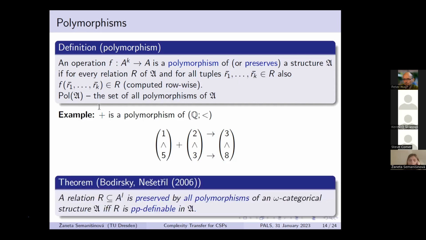An important reason why one should care about polymorphisms is that they are connected to pp-definability, and we already know that pp-definability is connected to the complexity of CSPs. Polymorphisms are even connected to pp-interpretability. To illustrate this, if a relation is preserved by the polymorphisms of an omega categorical structure, then it's also primitively positively definable, and vice versa.